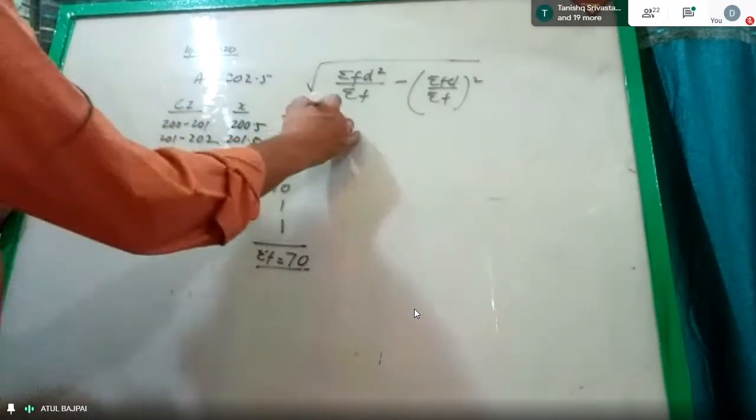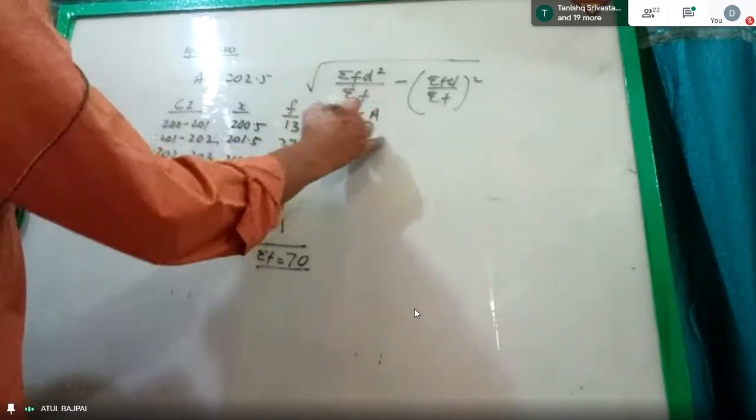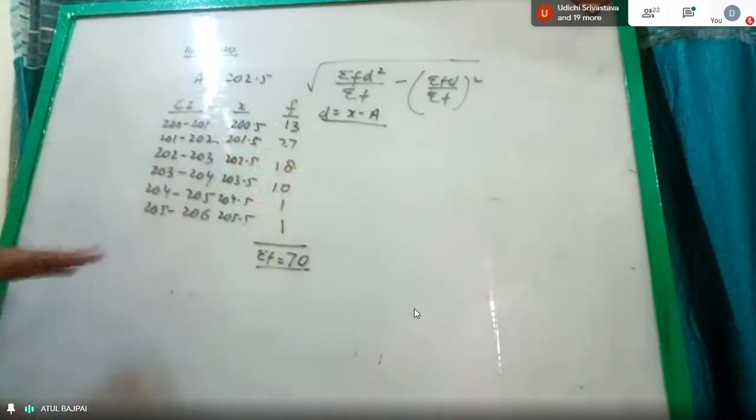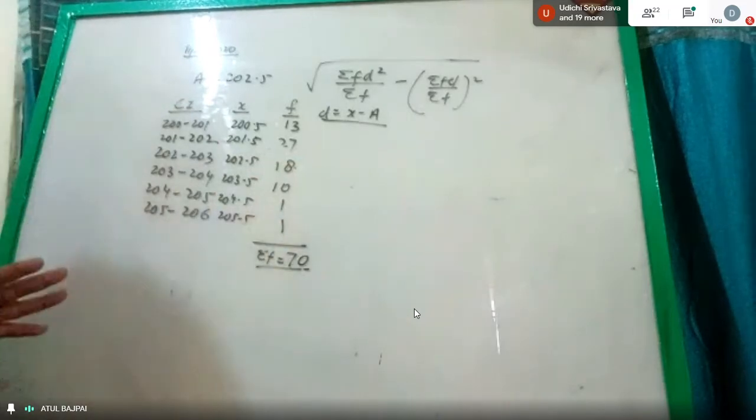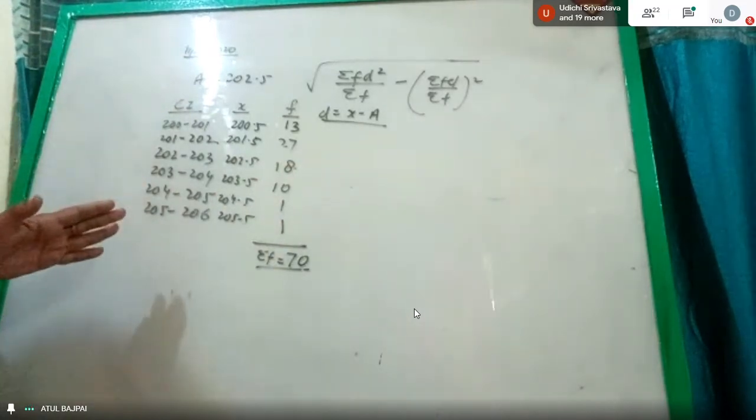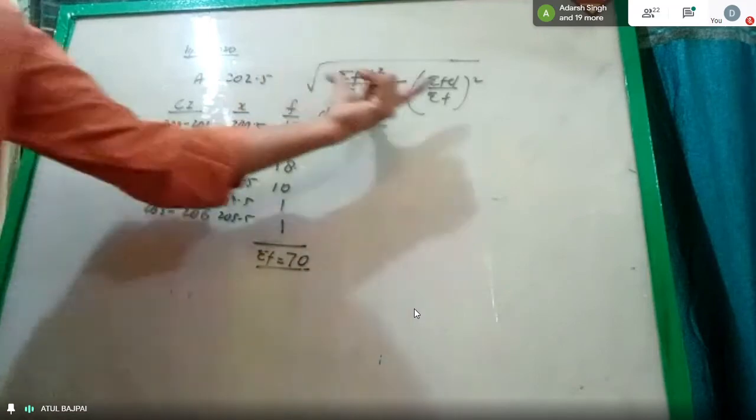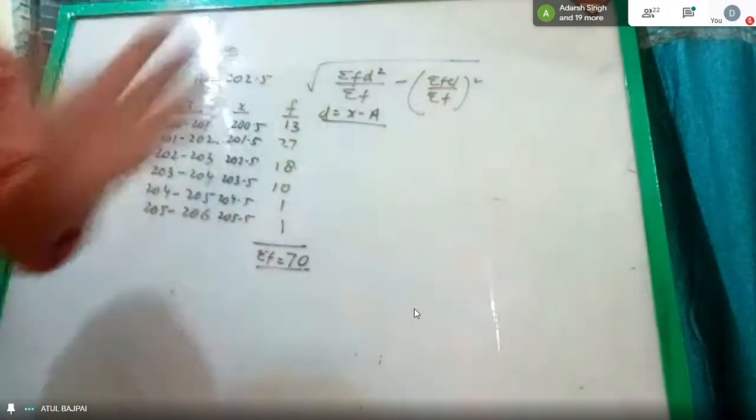So can we find d? d equals x minus assumed mean. I'm not calculating the mean. If they asked for the mean, I would have calculated it. They're not asking for this. I have to solve for the standard deviation, so I will go by this method.